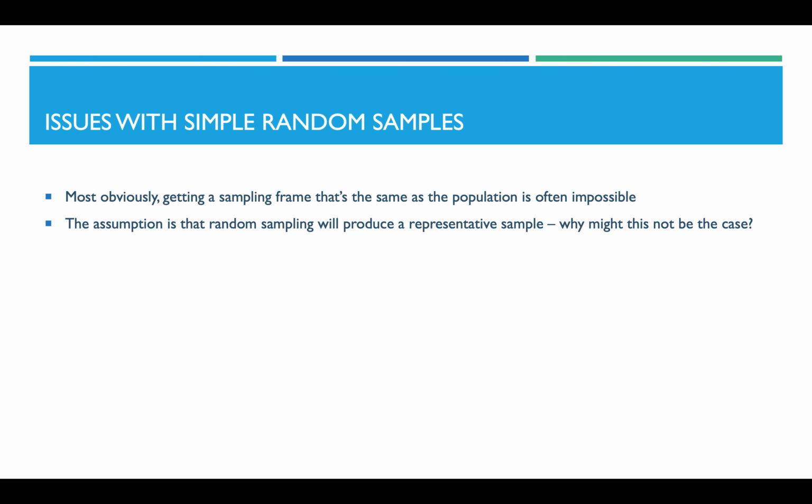broader population. But what I'd like you to do here is just a really quick thought exercise. I'd like you to pause and see if in your notes you can come up with some examples of why this might not always be the case. Why might simple random sampling not actually produce a representative sample?